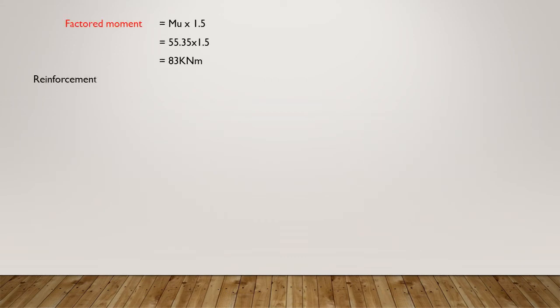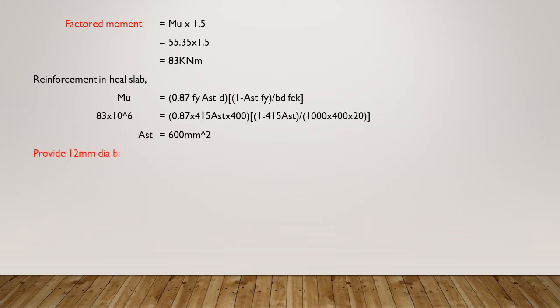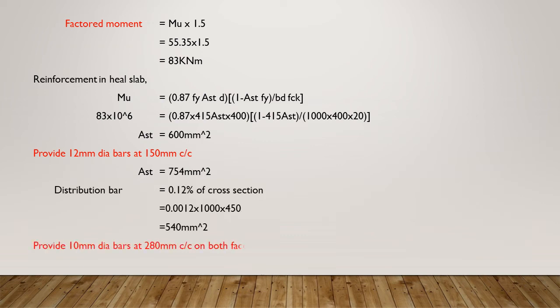Then the factored moment is nothing but Mu, which is the factored load times the moment. So Mu is 55.35 into 1.5, which is equal to 83 kilonewton meter. Then for reinforcement in the heel slab, M is equal to 0.87 fy Ast d, bracket 1 minus Ast fy by b d fck. This formula is taken from our code book, page number 96. Then M is equal to 83 into 10 power 6, 0.87 is a constant value, fy is given in our question, and d is equal to 400. And b is equal to 1000 mm, d is equal to 400 mm, fck is 20 as given in our question. So our Ast is equal to 600 mm square.